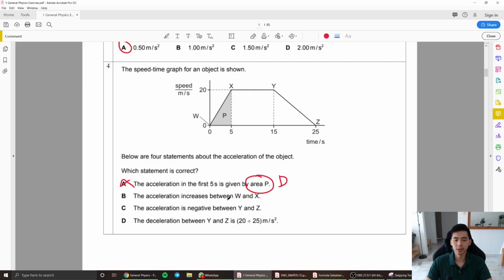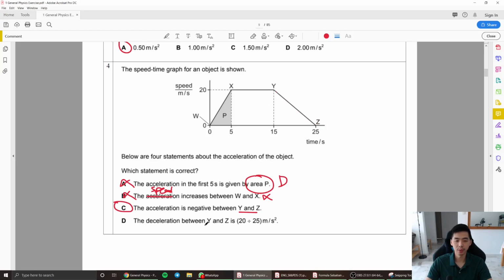The acceleration increases between W and X. The acceleration does not increase. The speed increases. Right, so this is out of the question as well. The acceleration is negative between Y and Z. That could be possible since it has deceleration.